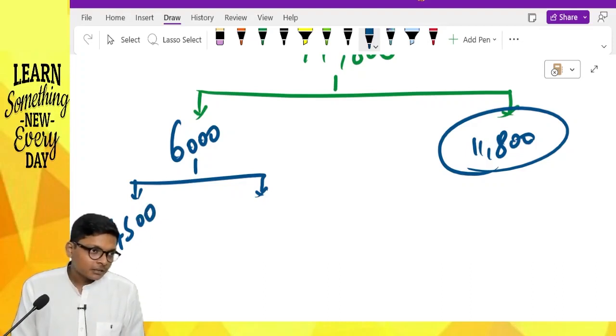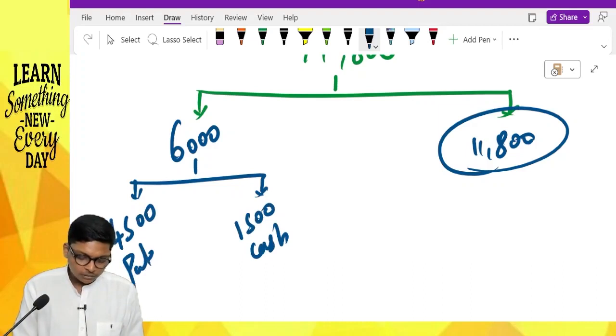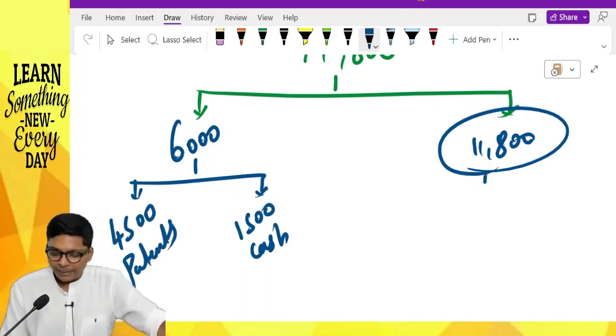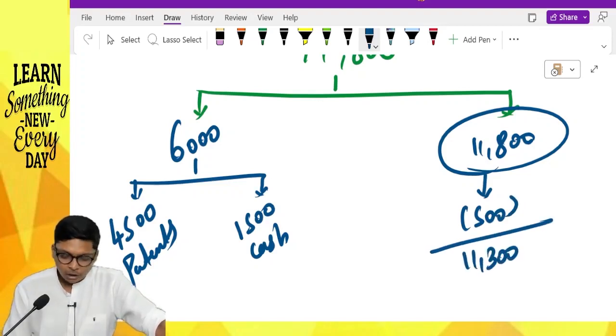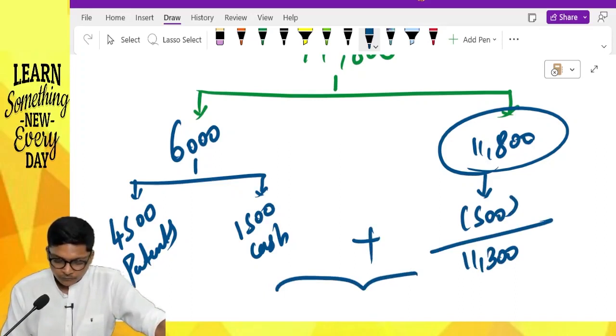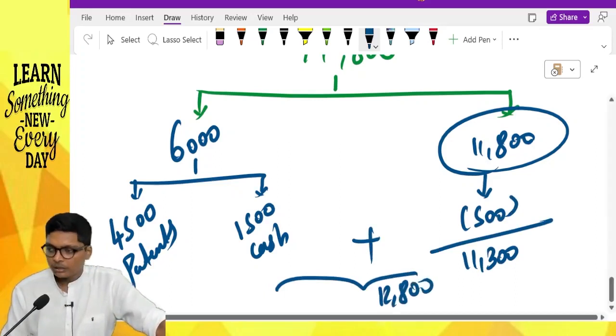Balance is paid in cash. 1,500 is cash. This is patents. Balance of creditors are paid at a discount. So I am paying them 11,300. Total cash paid will be 12,000.